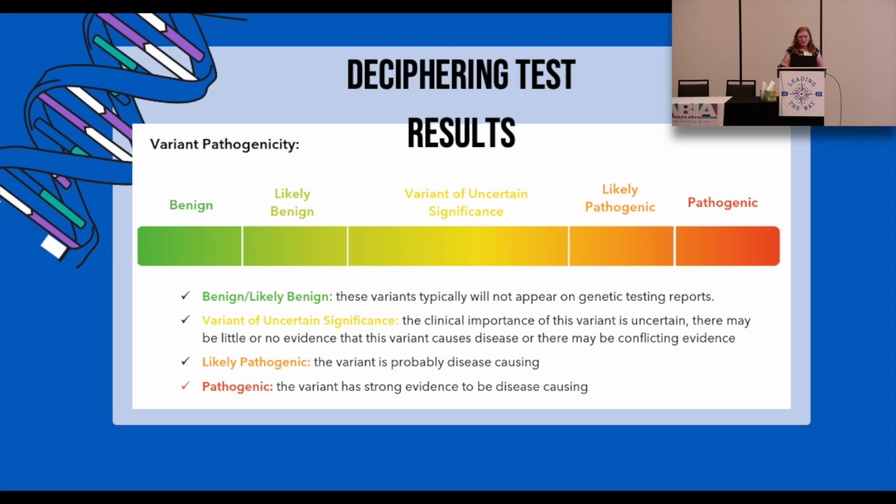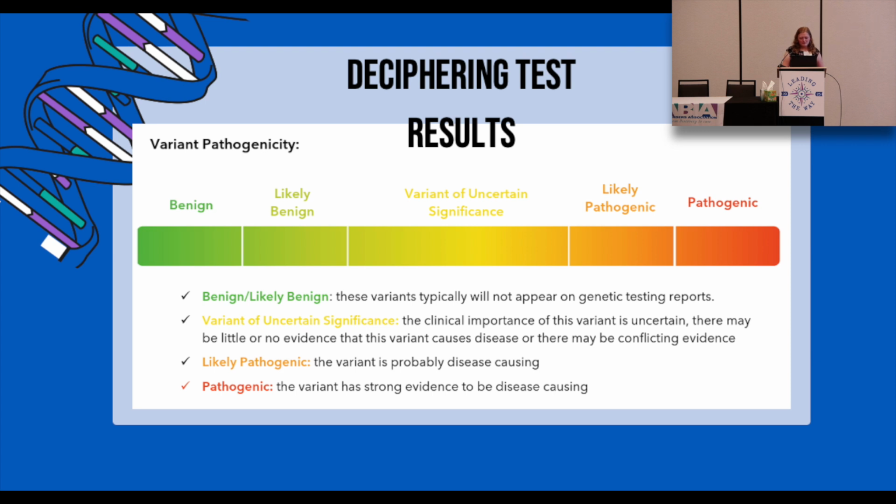And so they report it out, and in the future, as we gather more information, we can figure out, in most cases, over time, whether or not these variants are pathogenic or benign. The likely pathogenic is that there's probably a disease-causing variant here. We don't quite have as much information as we do for the pathogenic, which means that there's strong evidence to be disease-causing.